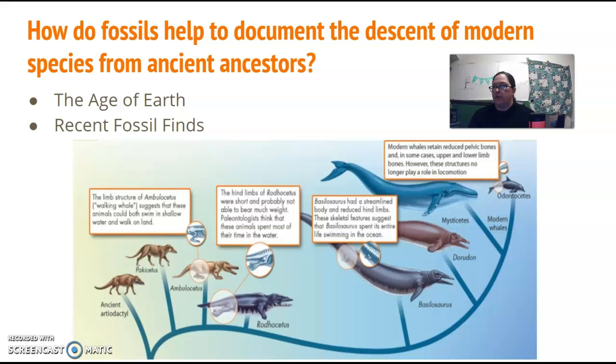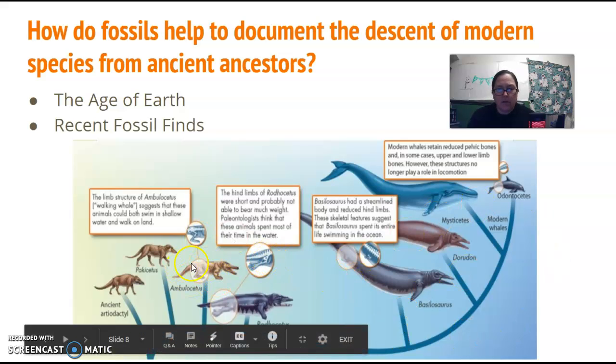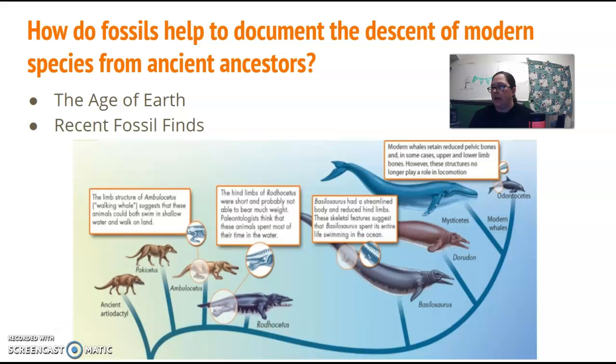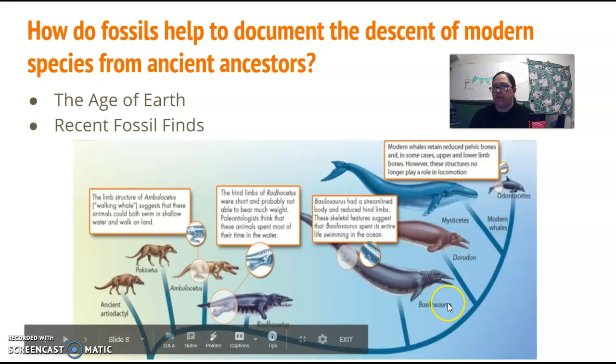So fossils can document intermediate stages in the evolution of many different groups of modern species. Ambulocetus, which is this guy right here. Ambulo means walking around, right? Like if you're ambulatory, you're able to walk. So this guy has limb structures that suggest that it walked and swam in shallow water.